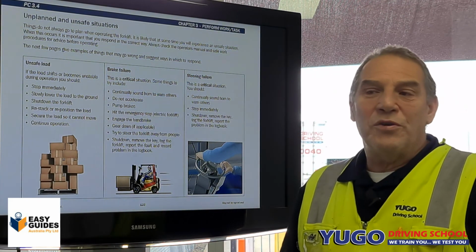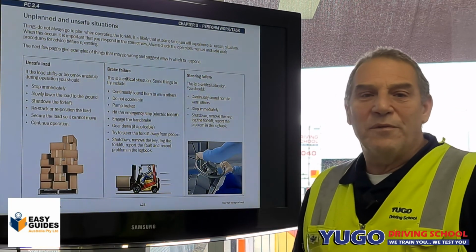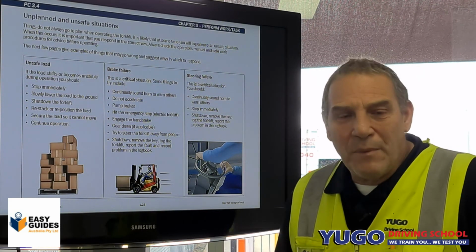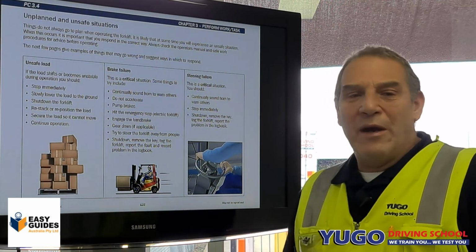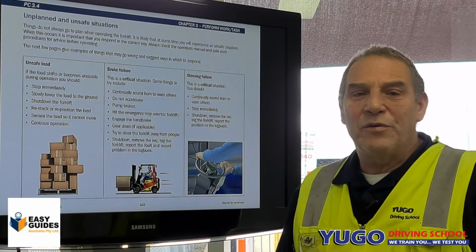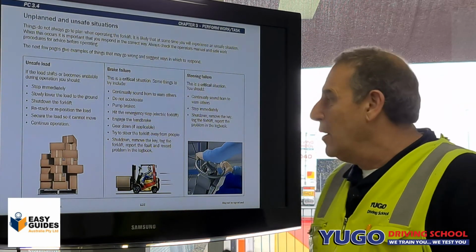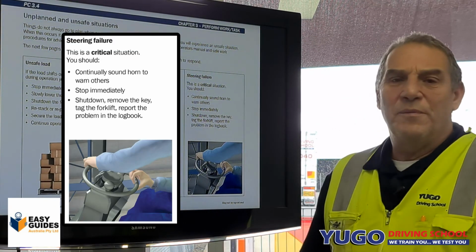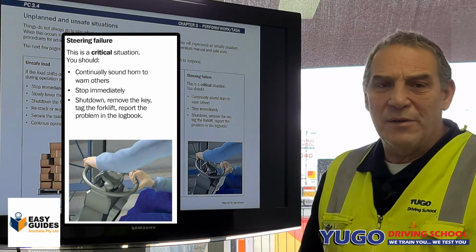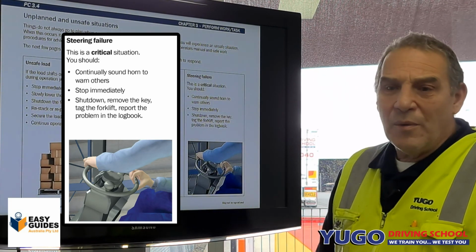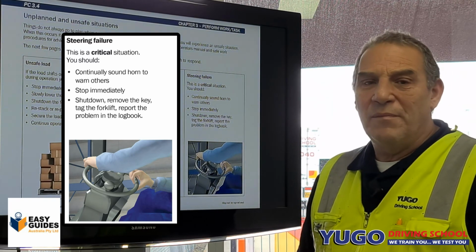Ultimately, if none of that works, you would use your handbrake to stop the forklift. But remember, alert other people that you're out of control. Same if you lose your steering wheel. You're driving and your steering disappears. What would you do? Well, stop your forklift immediately.